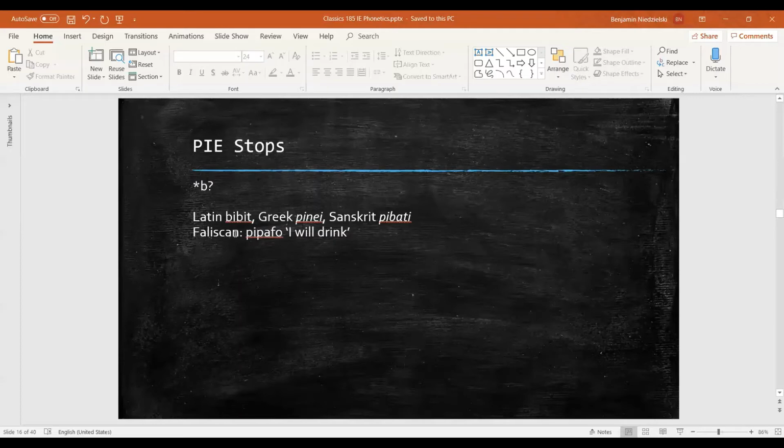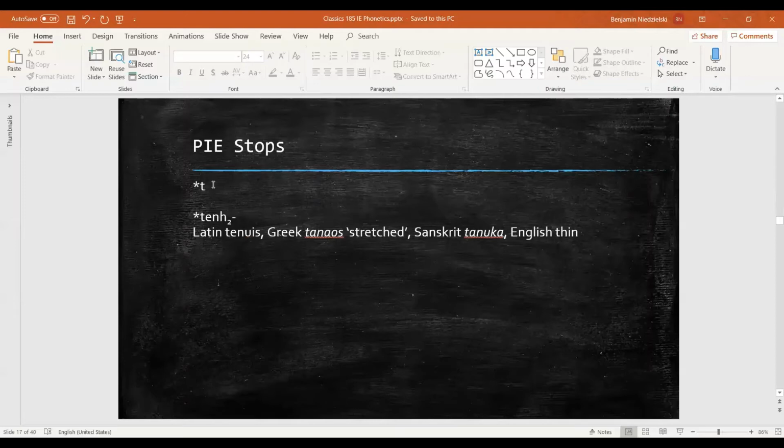But Faliscan is a language that is really closely related to Latin, much more closely related than Latin is to Greek, Sanskrit, or English. But in Faliscan, we have the word pipatho, which means I will drink, with 2 p's and no b's. So this makes us even less certain and gives credence to the idea that Latin has taken a p and made it a b. So we can't say for sure that there are any such forms, and so we can't really talk about how it turns out in English.